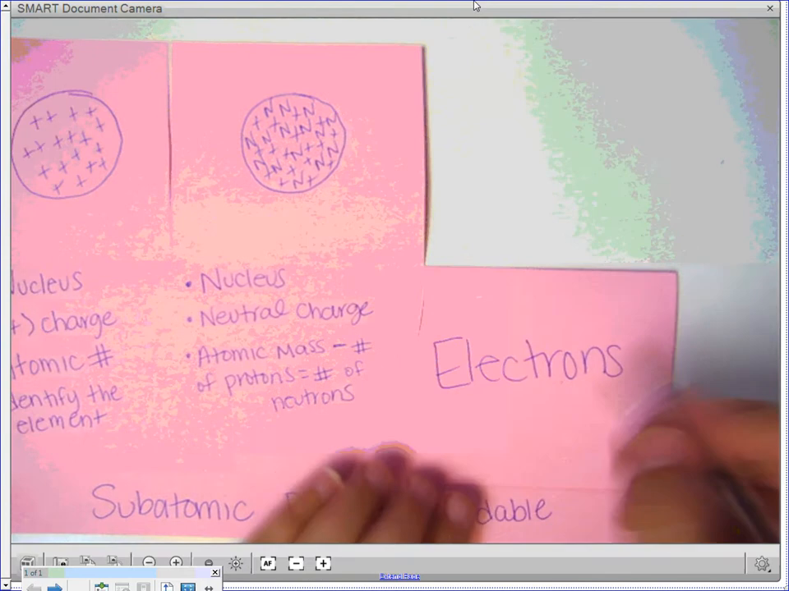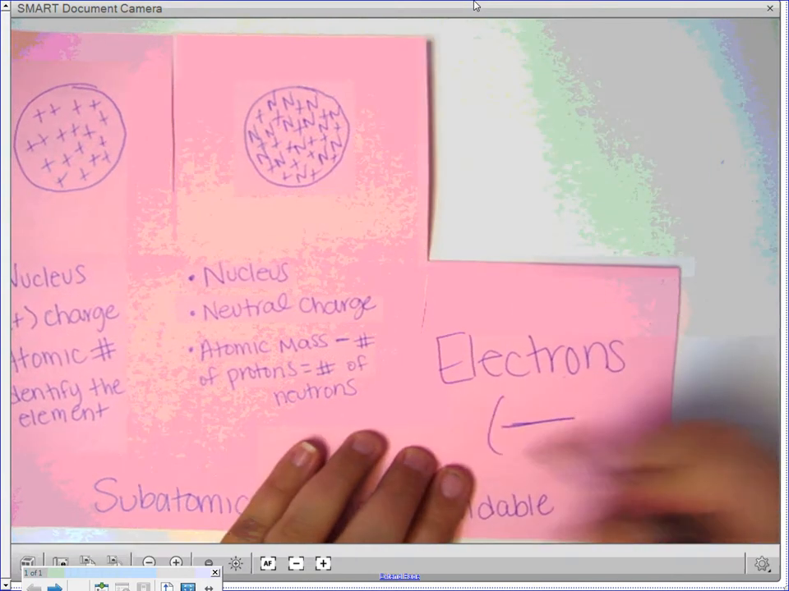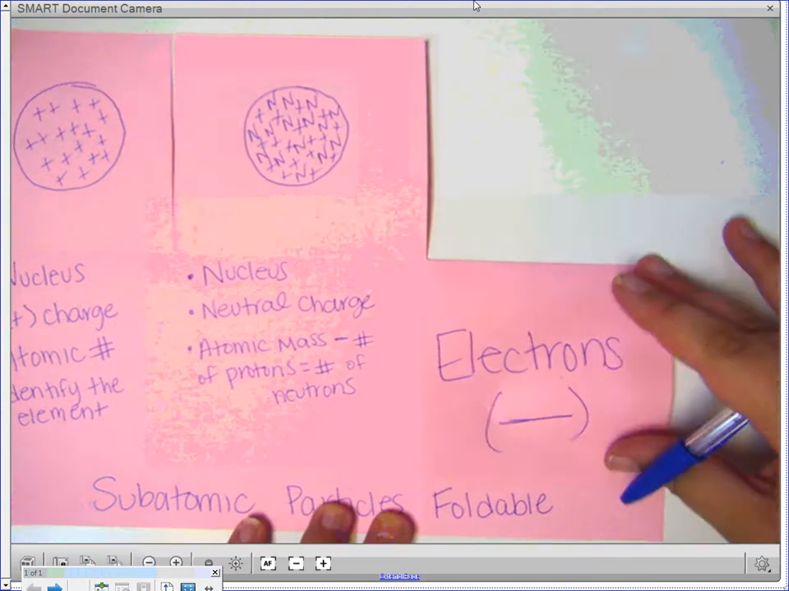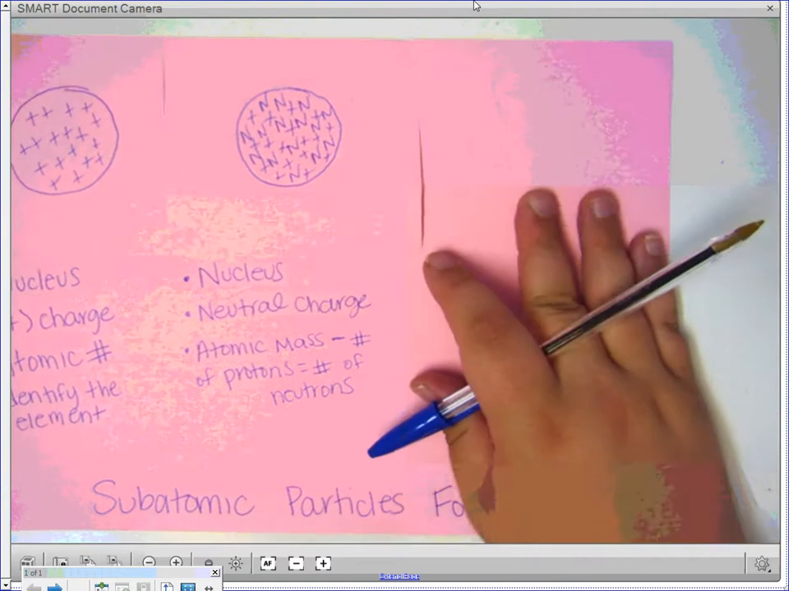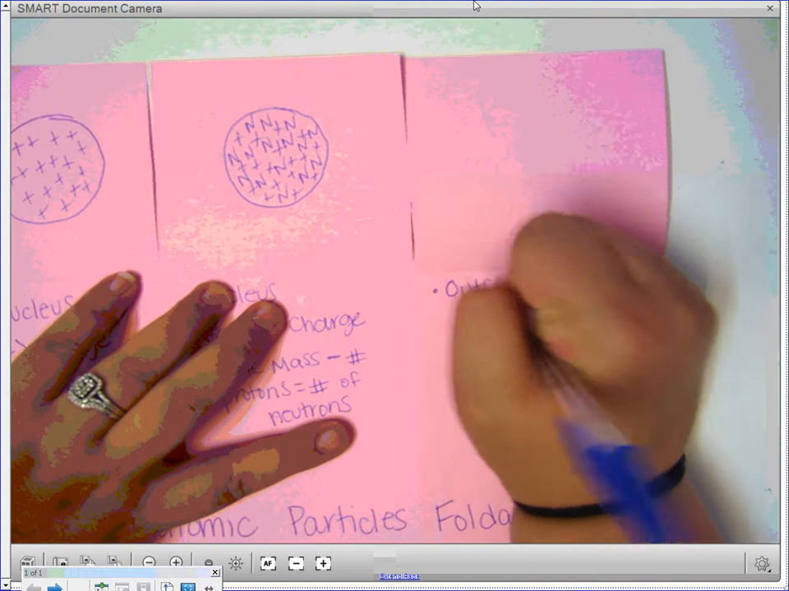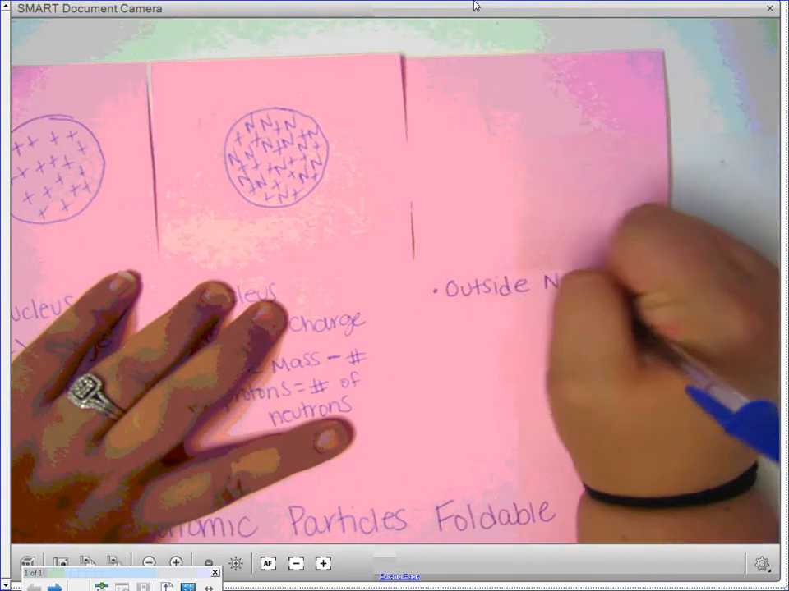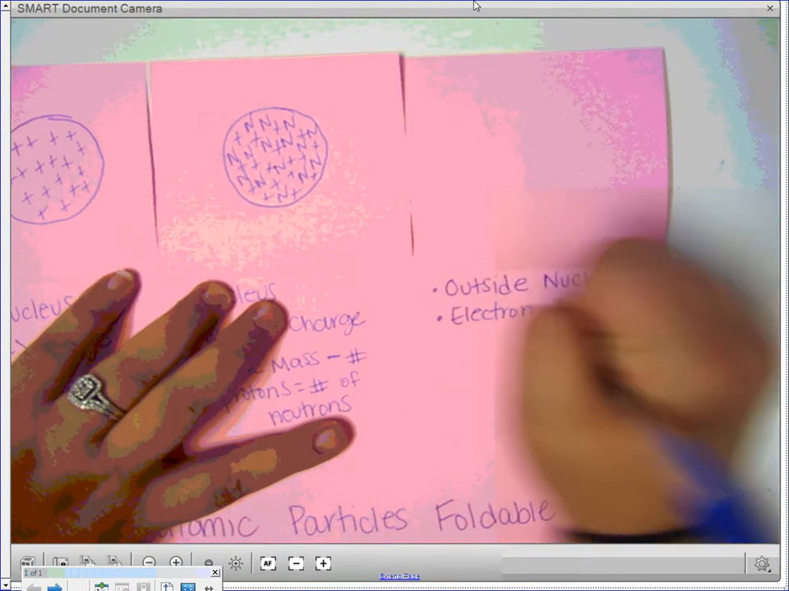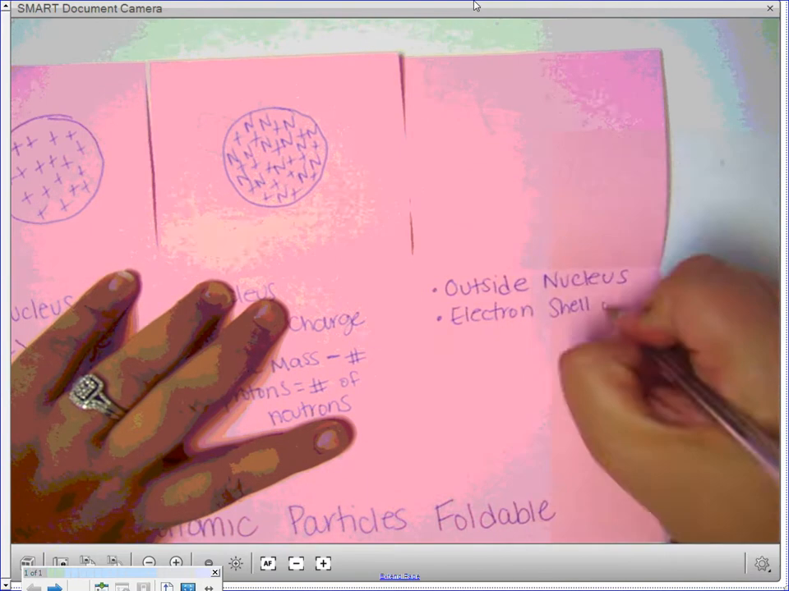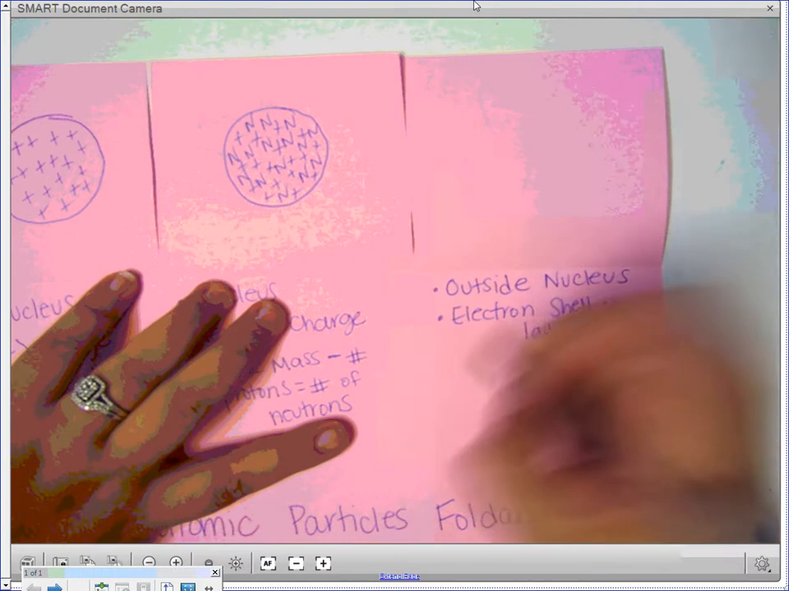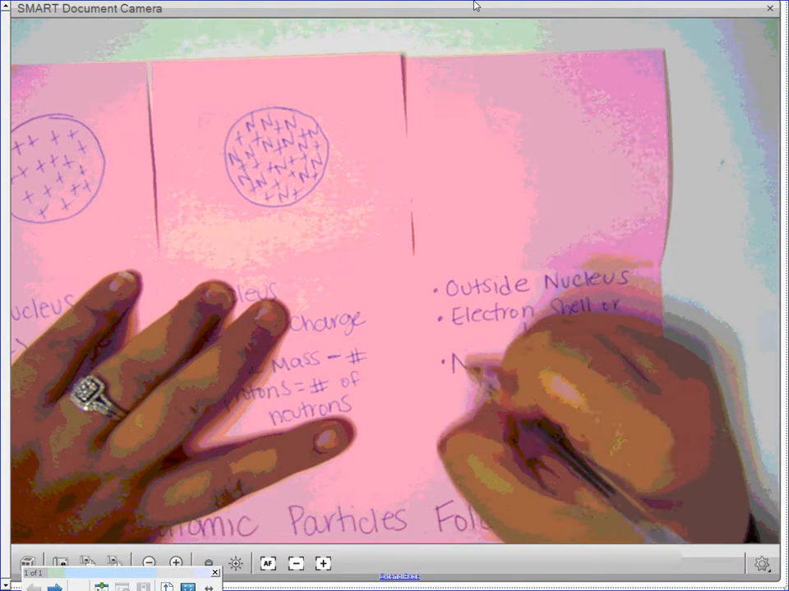And now moving on to electrons, electrons have a negative charge, so we're just going to put a big old negative sign. You can put it in parentheses if you like. So if we open up this side, electrons are found outside the nucleus. They are found in an electron shell. You can also say layer, either one. I think I use shell more. They have a negative charge.